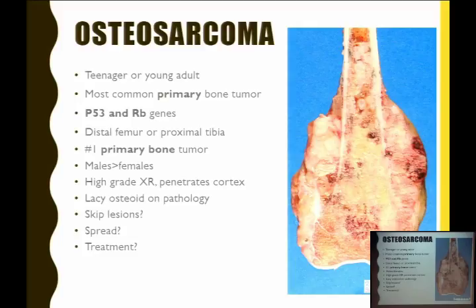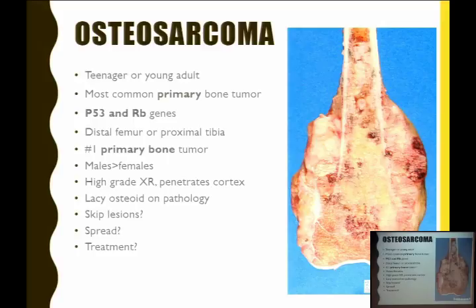So osteosarcoma is the most common primary bone tumor. So that's a distinction that we need to make. What's the most common bone tumor in general? Mets, right, okay. So if you are asked what is the most common bone tumor, it's Mets. If you're asked what's the most common primary bone tumor, osteosarcoma.